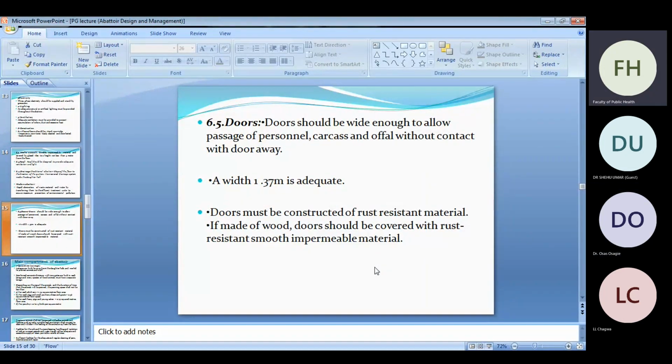We mentioned the doors of an abattoir. The doors should be wide enough to allow passage of personnel, carcasses and offal without contact with the door walls or doorways.